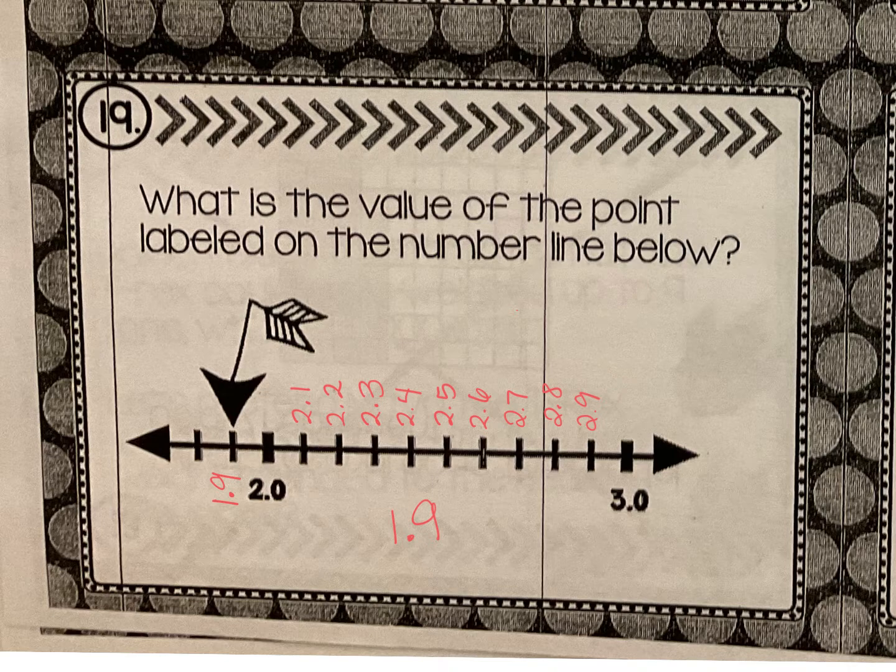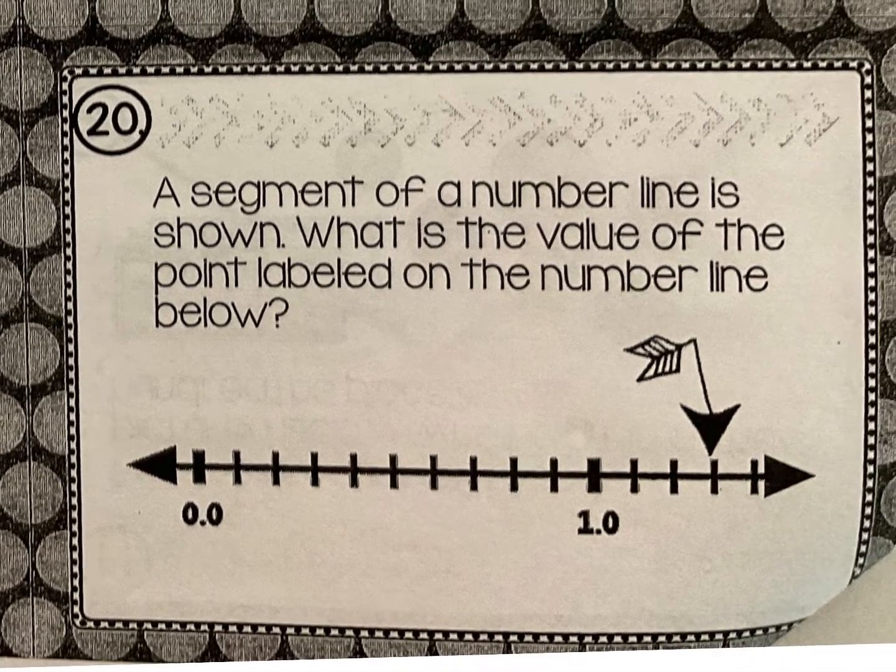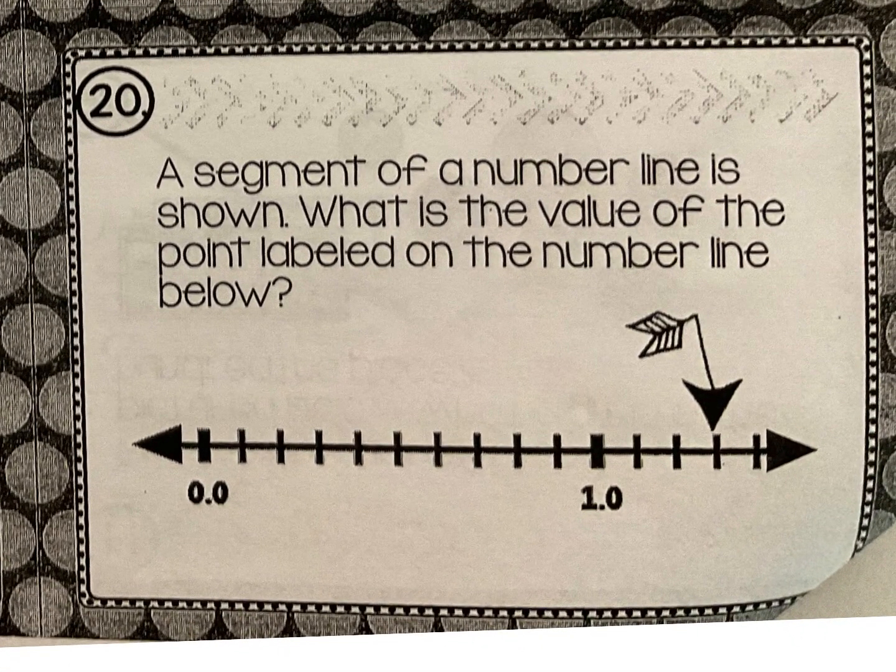All right, let's go look at 20. A segment of a number line is shown. What is the value of the point labeled on the number line below? Okay, so again, they're giving us whole numbers, 0 to 1. So am I going to break it up into tenths or hundredths? Tenths, okay? So after 0 would be what? 1 tenth.